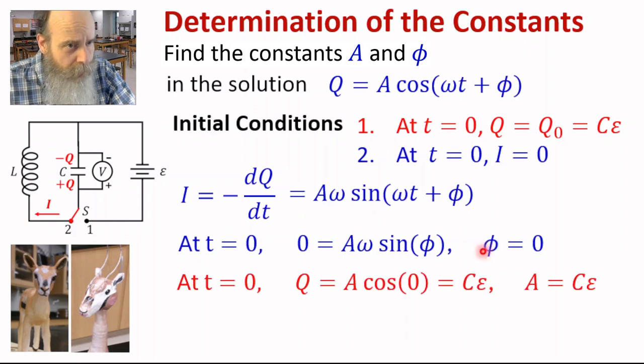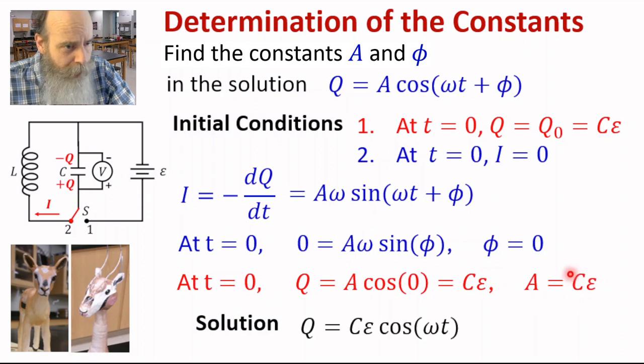Now let's look at the first condition. At t equals 0, q is a cos 0. When t equals 0, omega t is going to be 0, and we already know that phi is 0, so q is a cos 0. And when t equals 0, q must be CE. So a cos 0 equals CE, and cos 0 is 1, so a equals CE. So our solution becomes, with the constants correctly determined, q equals CE cos omega t.